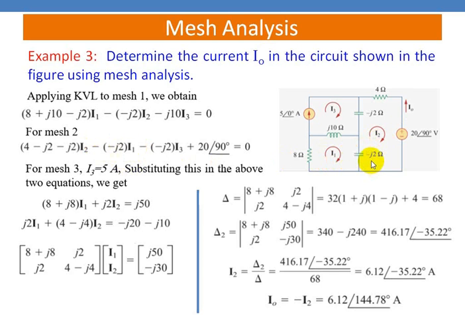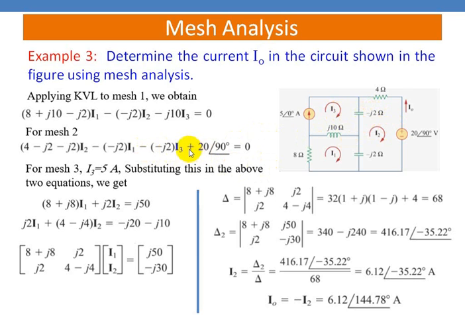Then coming to the element which is common between second mesh and third mesh, it is minus J2. So therefore you have to write here as minus of minus J2 into I3. This minus is because the two currents, I2 and I3, are in opposite direction.